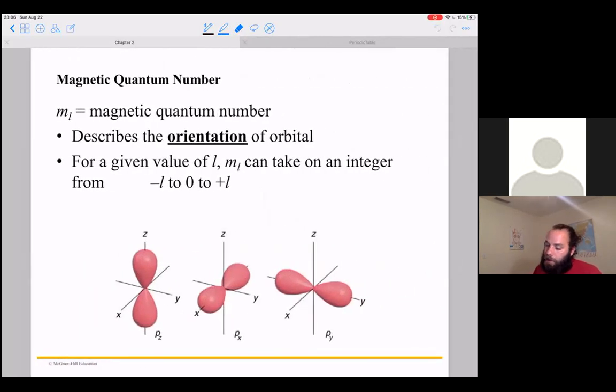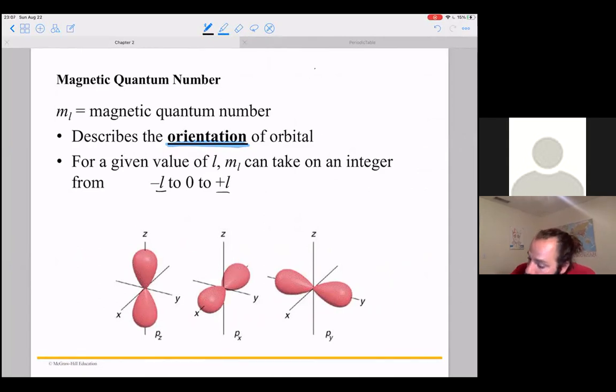M sub L. We've actually already talked about this, but we just didn't talk about it in the same context. The magnetic quantum number corresponds to the orientation of those orbitals, and it can take on a value from negative L to L.